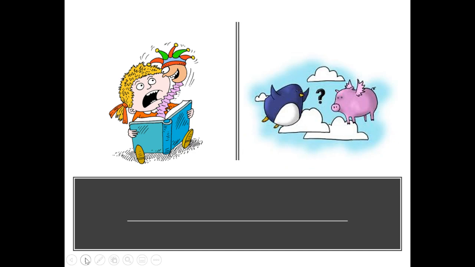Next pair of pictures. What do you notice or see? So I notice or I see. So I noticed that this girl is surprised by a jack in the box popping out of the book. So she probably wasn't expecting that. I noticed that a penguin and a pig are flying, and both of those things are impossible. So how are these pictures the same or similar? Why do you think I chose these two pictures?